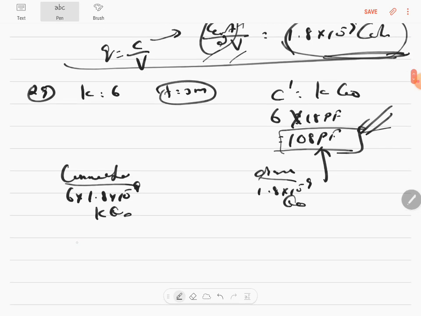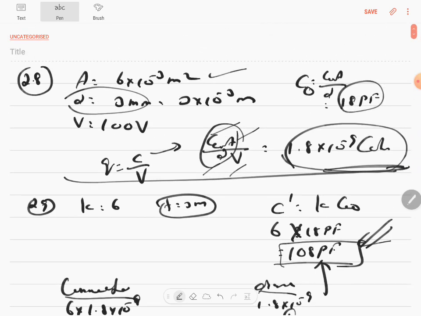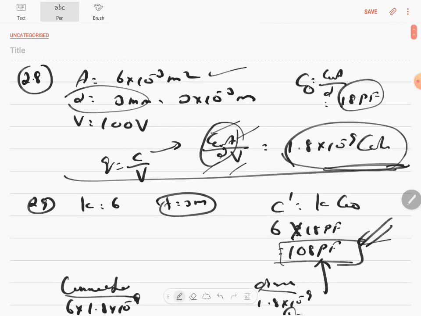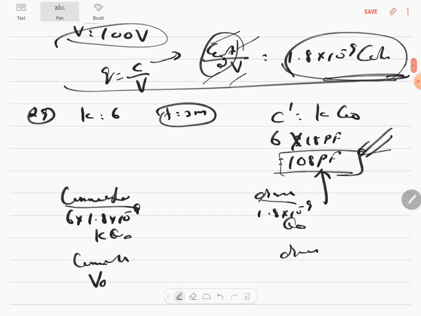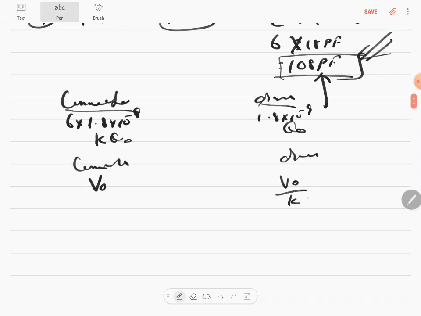And regarding the potential, connected and disconnected. In the connected mode, the potential will be just V naught. Whatever the initial potential is, if it's 100 volts, it's going to remain as 100 volts only. And in disconnected mode, it will be V naught by K, so 100 by 6, 16.6 volts would be the answer. This will be 100 volts only. So connected and disconnected modes, very, very important question. So let's go to the next question.